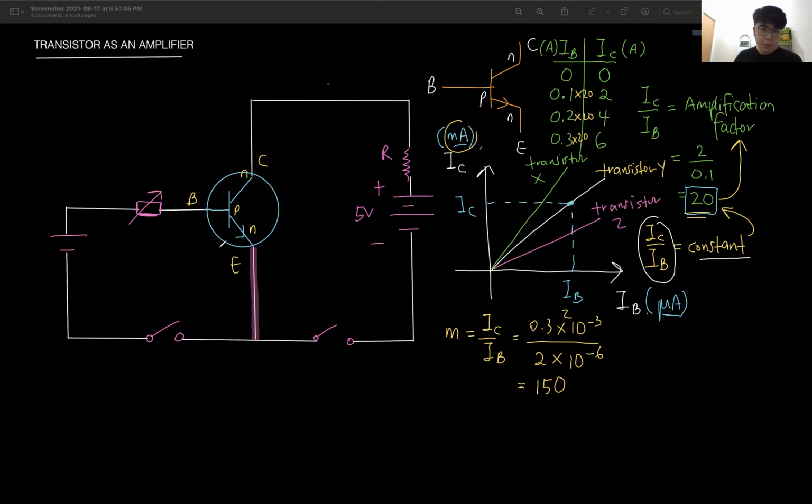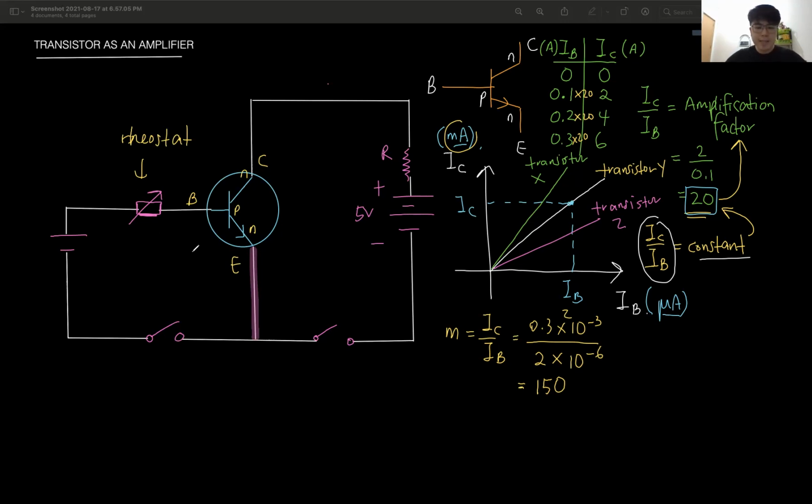Okay, so we mentioned that changing the base current can change the collector current, right? So if I put a rheostat here, what is the function of a rheostat? A rheostat can change the resistance, right? If I drop the resistance, then the current will increase. If I increase the resistance, then the current will become very small. So by adjusting the current in the base, I can adjust the current in the collector.